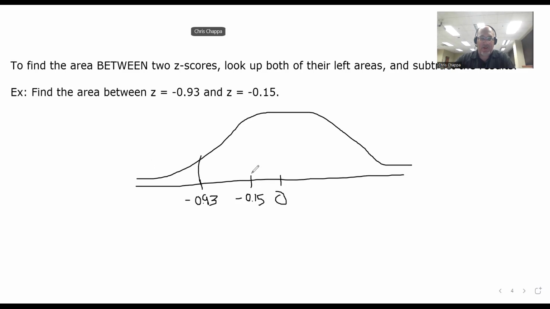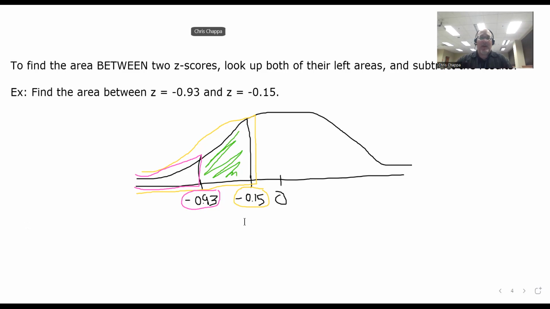So if we wanted to find this area, think about what would happen if we looked up both z-scores. If we looked up the z-score on the right, it would tell us the area right here. And if we looked up the z-score on the left, let's use a different color, it would tell us this area. Well, if we take the yellow area and subtract the pink area, it will tell us this area in the middle. So all that means is look up both z-scores' areas and then subtract them.